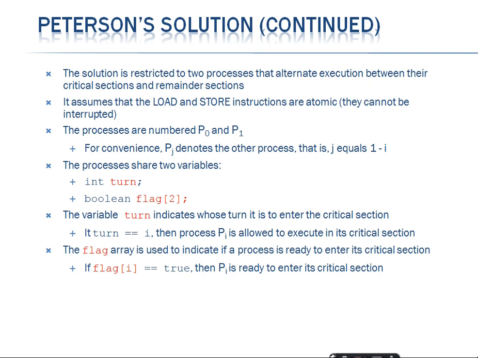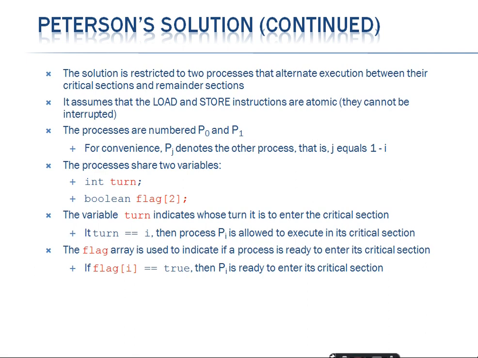Now for convenience, let us use the notation Pj for the other process. Other than Pi, the other process we call Pj, where j equals 1 minus i. Just to make a differentiation, we are using these terms. The processes share two variables. The two processes P0 and P1 share two variables here.